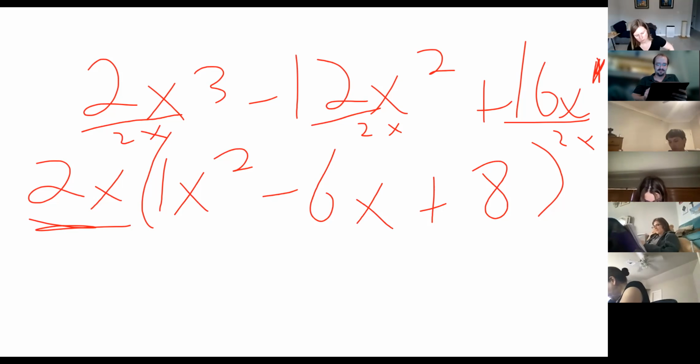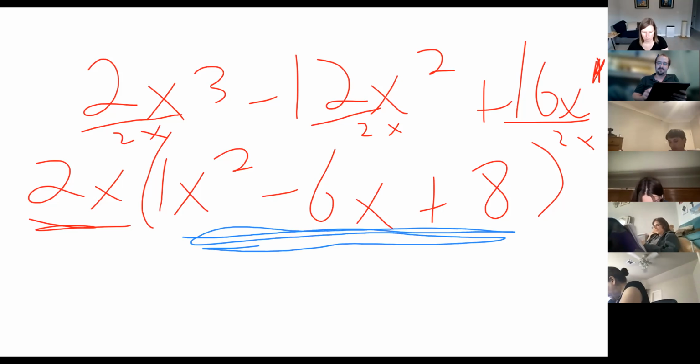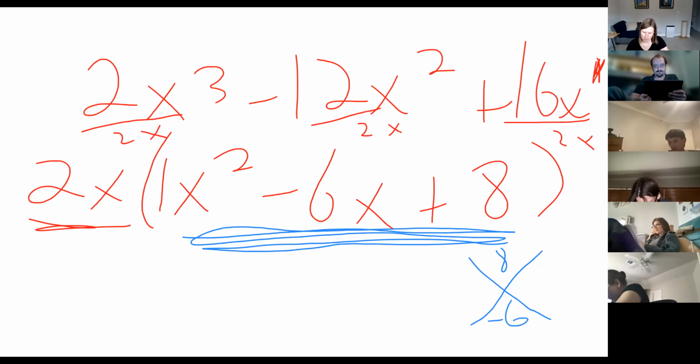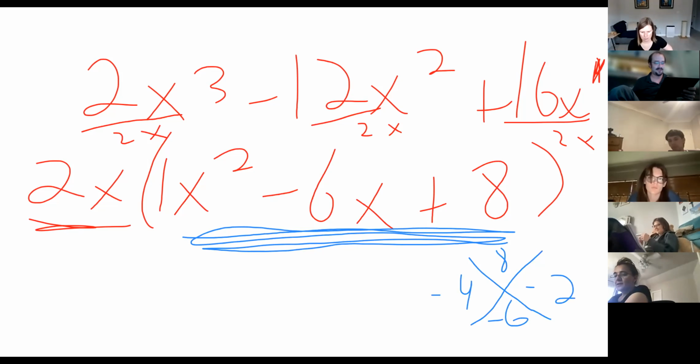Now what are we focusing on? It's a method of grouping. This thing on the inside, right? And so we're looking at 3 terms. What is a way I can break down 3 terms? AC method. Yeah, that's what you're saying. With the AC method, it's got to multiply to 8 and add to minus 6. Minus 4, minus 2. A minus 4 and a minus 2 will give me a negative 6 when I add them and a positive 8 when I multiply them.